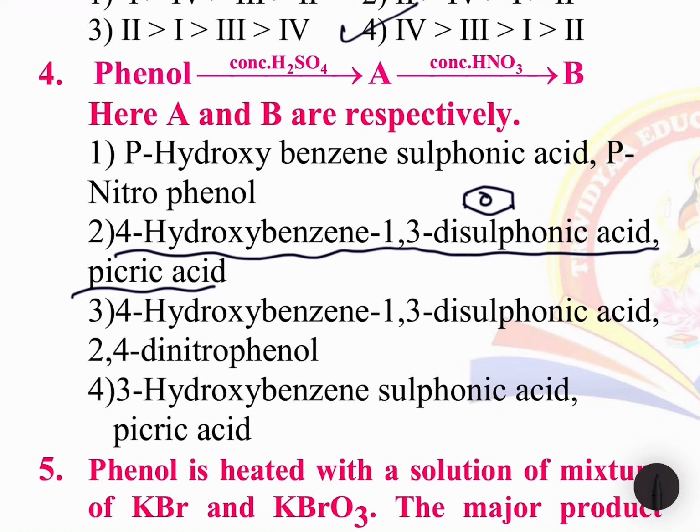First it forms, OH is there, now SO3H will come to this place and this place. That is what we are saying: 4-hydroxybenzene-1,3-disulfonic acid followed by picric acid. When you are treating with HNO3, if you use direct HNO3, that also gives you picric acid but not a good yield. But here it gives a very good yield.